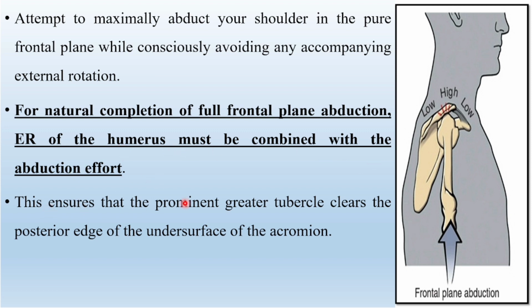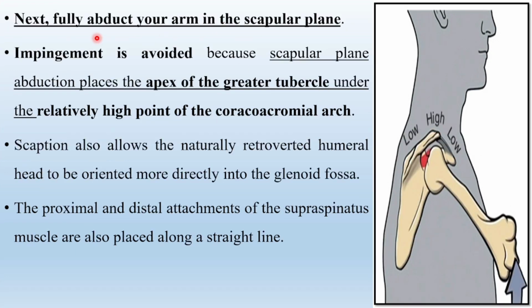This ensures that the prominent greater tubercle clears the posterior edge of the undersurface of the acromion. So if there is no external rotation occurring at the end range, it may definitely compress your subacromial space structures and finally lead to impingement syndrome. So next, what is happening in the scapular plane?